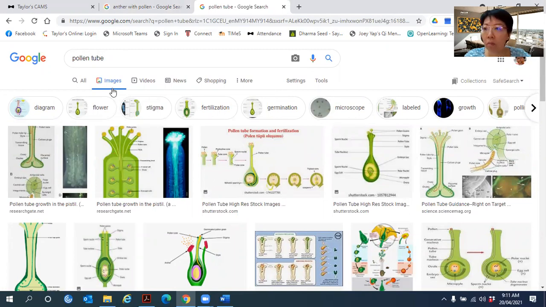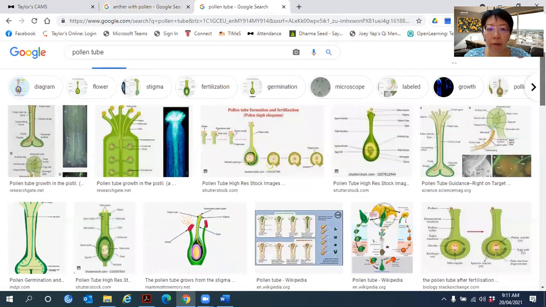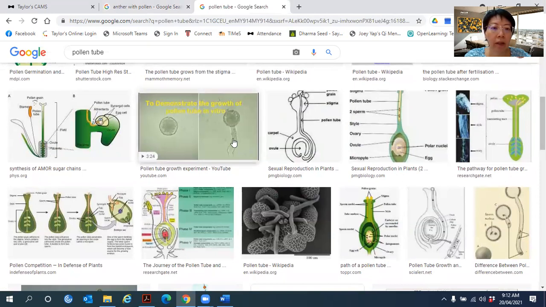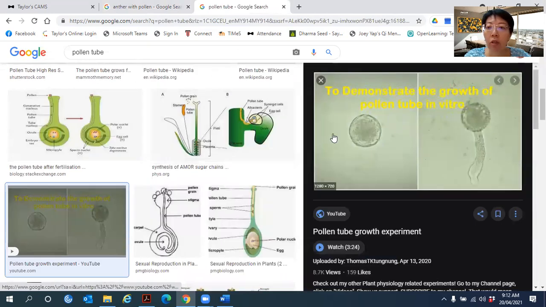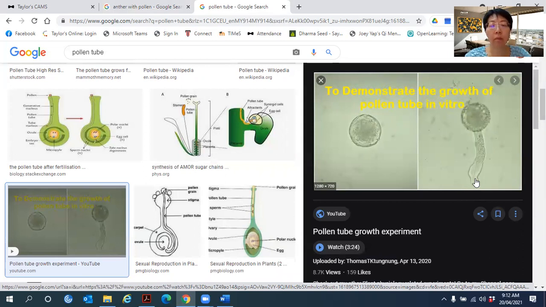So when the pollen germinates, there's a very good diagram here. This is pollen germination to demonstrate the growth of the pollen tube. So this is pollen. When it germinates, it means that the pollen tube has developed. Now, there are two things in the plant that can germinate. Make sure that you know the differences between these two. Do you know what the two things that can germinate are? Apart from pollen, what else in the plant can germinate?